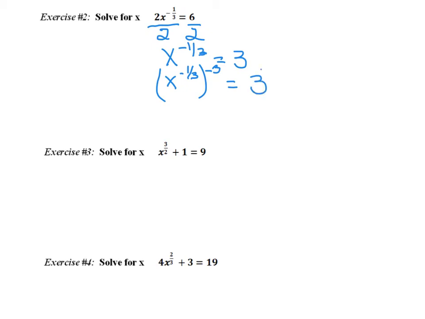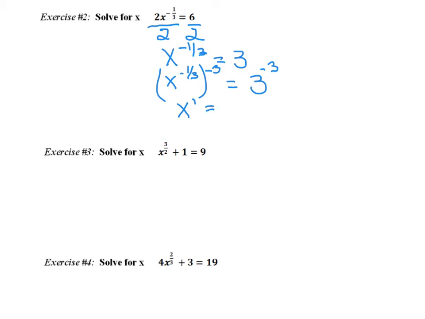The reciprocal of any fraction just means that I flip it over. I keep the sign the same. So because I raised the left side to the exponent of negative 3, I'm also going to raise the right side to the exponent of negative 3. So on the left side, x to the negative 1/3 raised to the negative third, I multiply those exponents together and I get x to the first power.